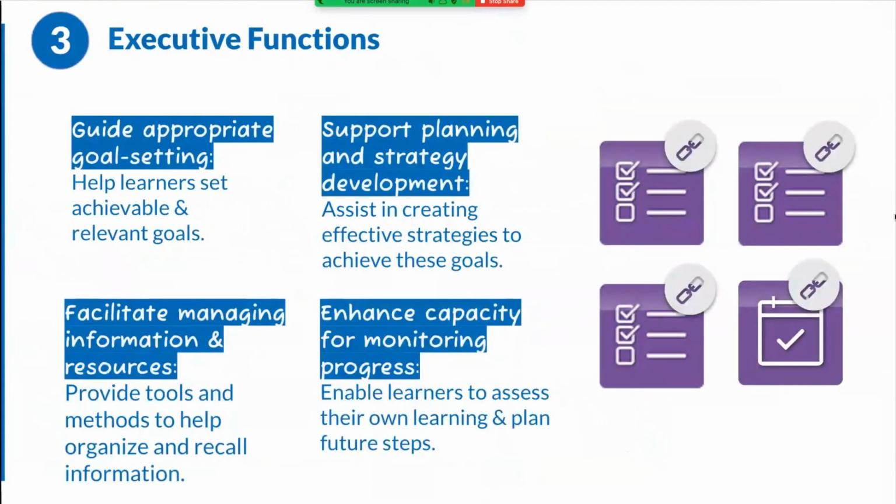Okay, so we're looking at executive functioning, the third component of the Universal Design for Learning framework for this section. We want to guide appropriate goal setting. We want to facilitate managing information and resources by providing these tools and help learners set and achieve goals. We want to support planning and strategy development, and we also want to enhance their capacity for monitoring progress. The checklist widget is great for this.